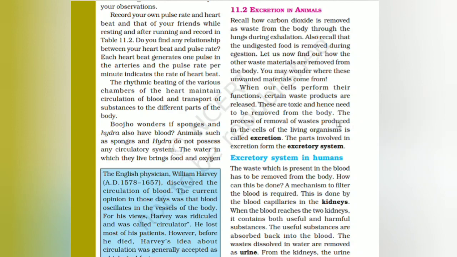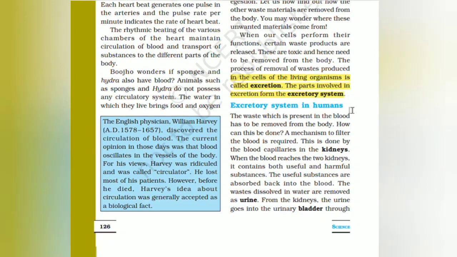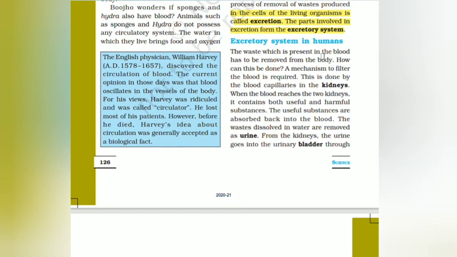This process of removal of waste produced in the cells of a living organism is called excretion, and the parts involved in it form the excretory system. Excretory system in humans. The waste present in the blood has to be removed from the body. How is this done? A mechanism to filter the blood is required. For that we have blood capillaries present in the kidneys.